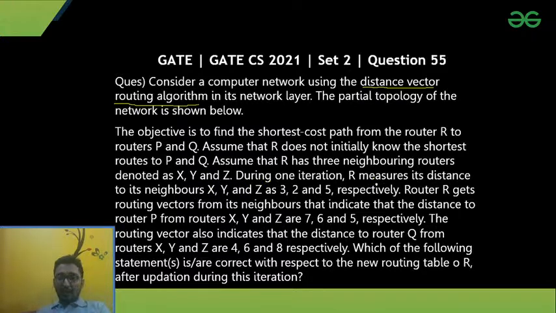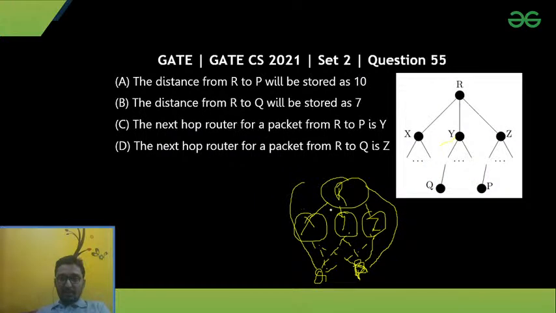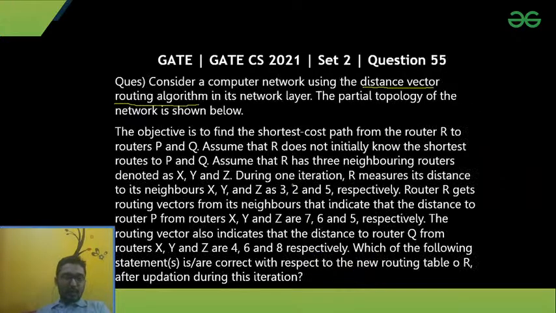During one iteration, R measures its distance to its neighbors X, Y, and Z as 3, 2, and 5. So it is also given that the links to X, Y, and Z cost 3, 2, and 5. These links are given in the question already. Now router R gets routing vectors from its neighbors that indicate that the distances to router P from X, Y, and Z are 7, 6, and 5 respectively.